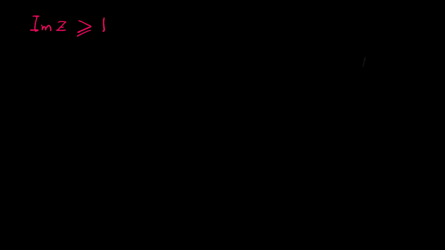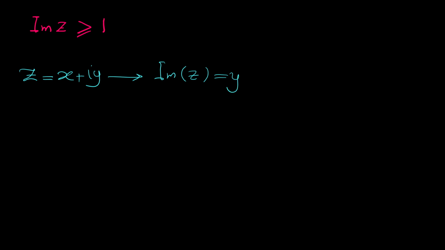Now let's move to the next question that we have here. The imaginary part of complex number z is greater than or equal to 1. Remember, complex number z is x plus iy, and then the imaginary part of the complex number z is y. So basically this equation means that y is greater than or equal to 1.